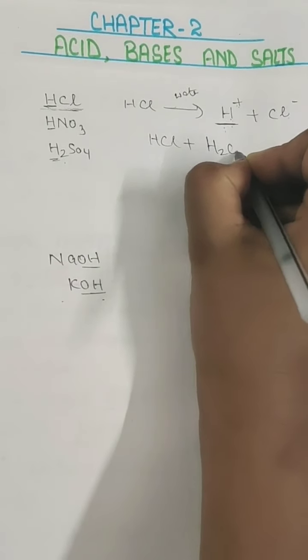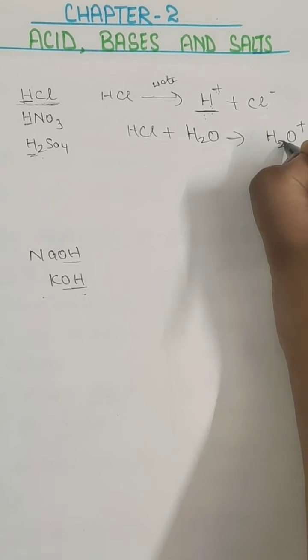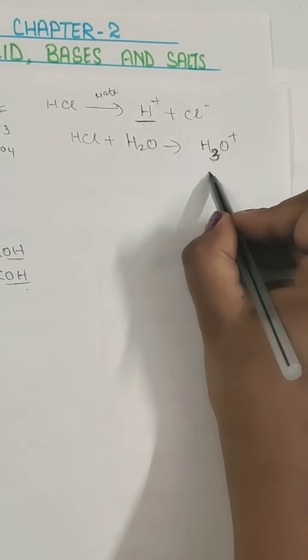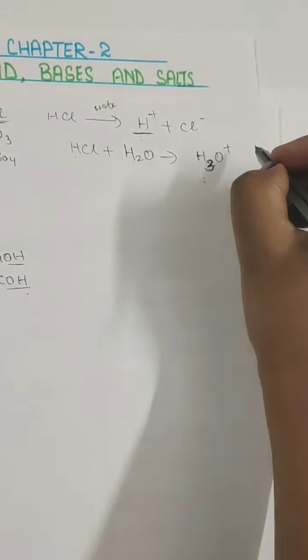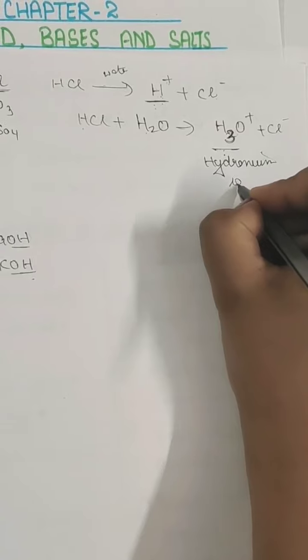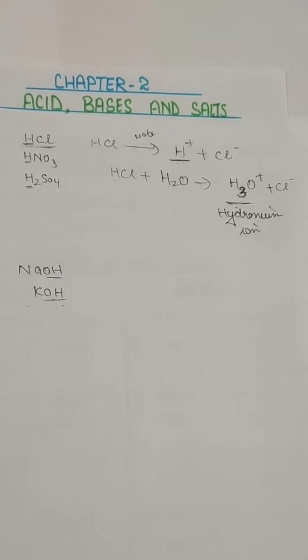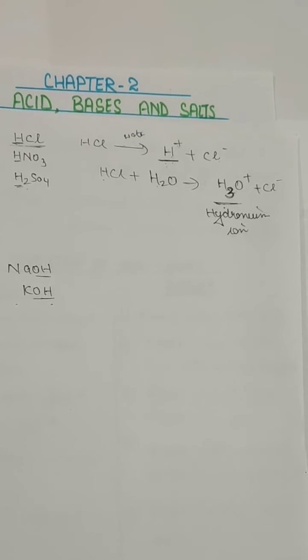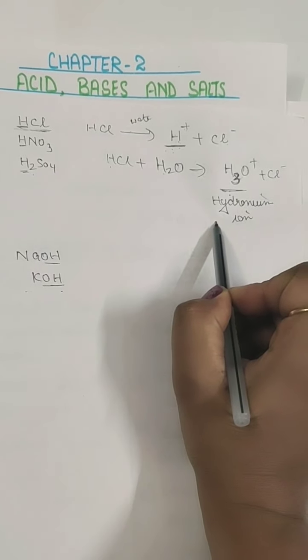It will form the hydronium ion, that is H3O plus. It's called hydronium ion because here H1 and H2, so it will be H3O, the hydronium ion, and again chloride will be released. So this is called the hydronium ion. Both of these represent acids. So any substance which, when dissolved in water, releases hydrogen ion or hydronium ion is called an acid.